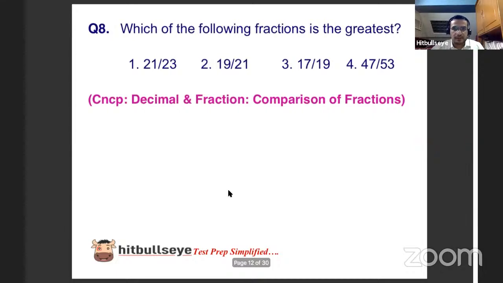Okay, the next question we have is fraction comparison. Which of the fractions is the greatest? Please confirm which of the answers comes out to be the greatest. I'll give you a quick 30 seconds.